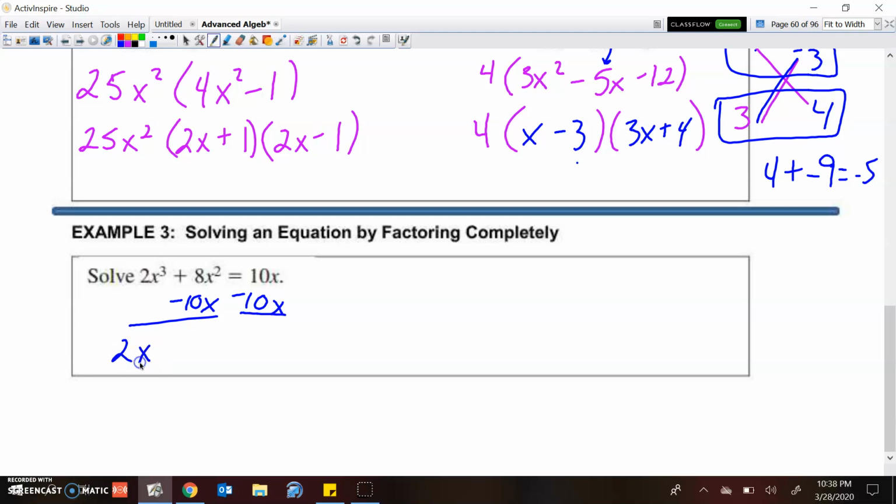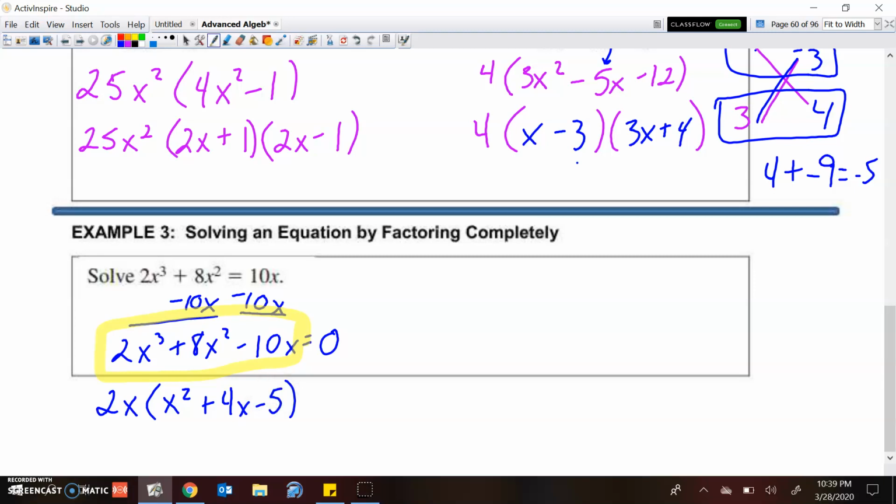My left side's going to read 2x cubed plus 8x squared minus 10x. That equals 0. Now I'm focused on this portion right here. Ignoring that equals 0, I'm just going to factor this, and to factor it, I want to remember all my rules. So I look for a GCF first. I can factor a 2 out, and I can also factor an x out. So 2x times x squared is 2x cubed. 2x times 4x is 8x squared. And 2x times negative 5 is negative 10x.